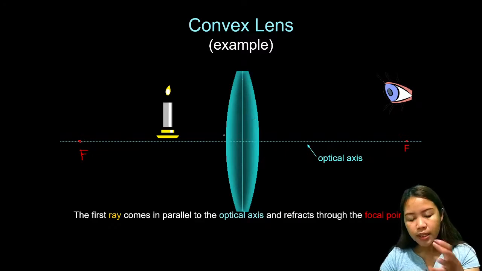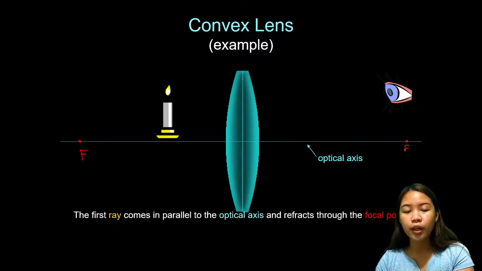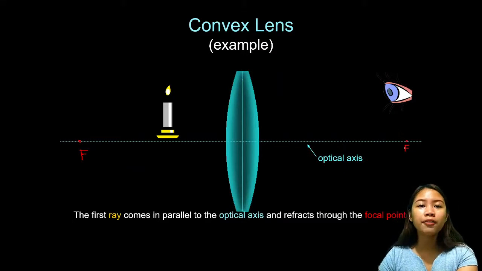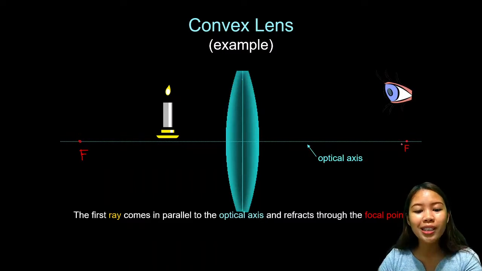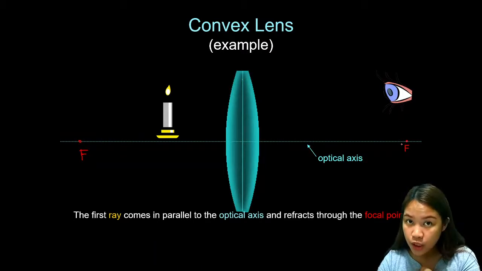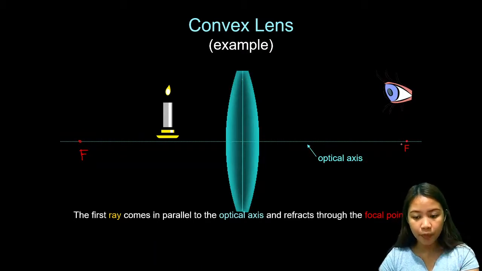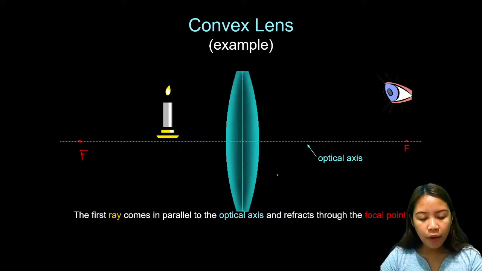In this case, the focal point we will use is on the side of the observer. Again, for the concave lens, the focal point we use is on the side of the object. For the convex lens, the focal point we use is on your side, my side, our side, because we are the observer. Understood?